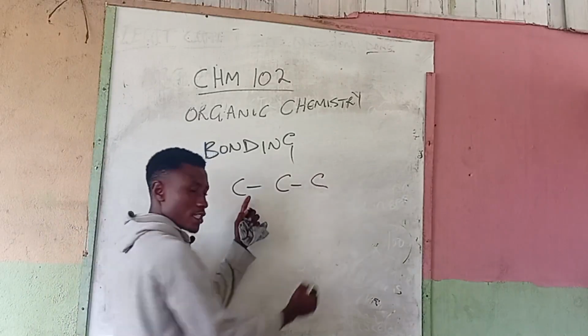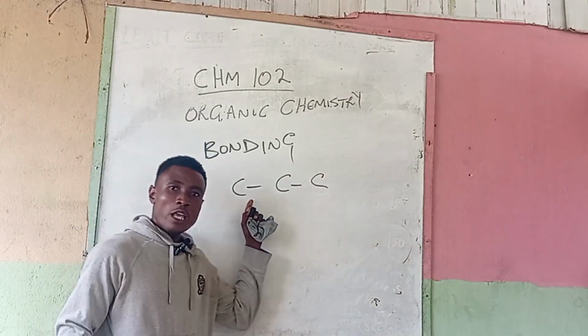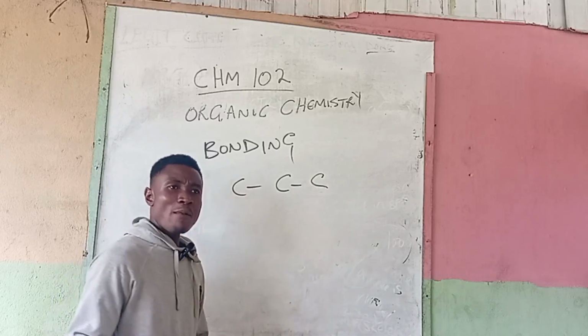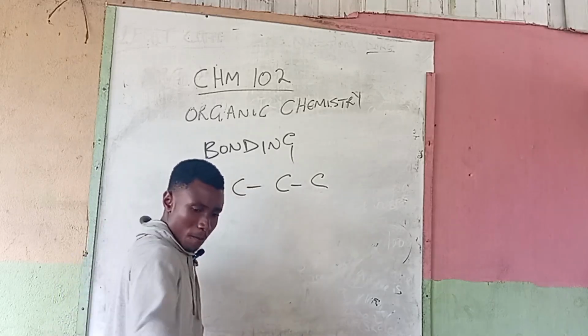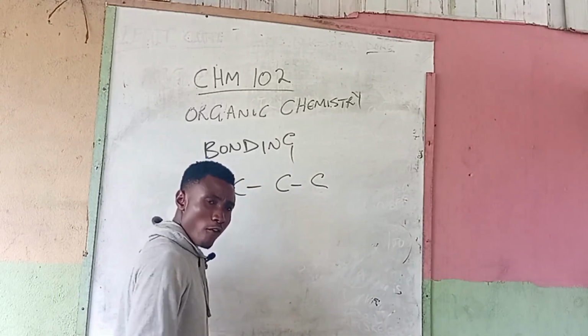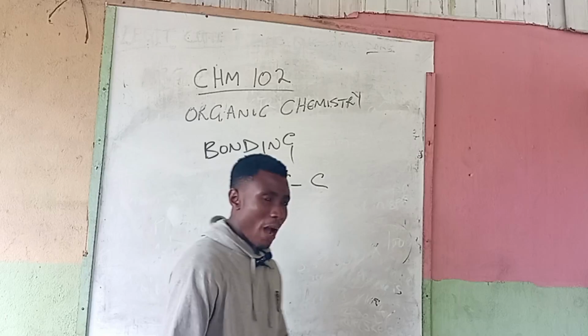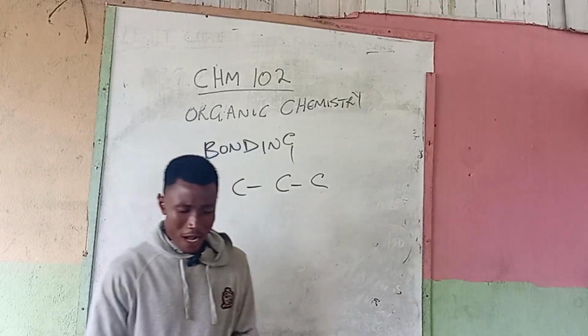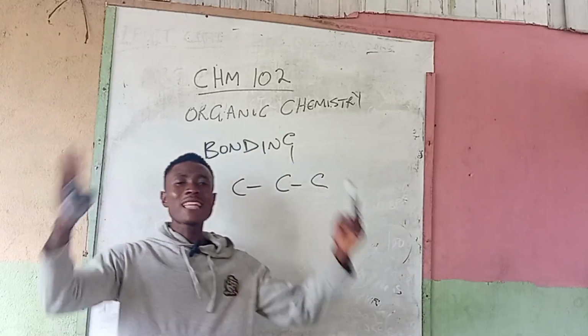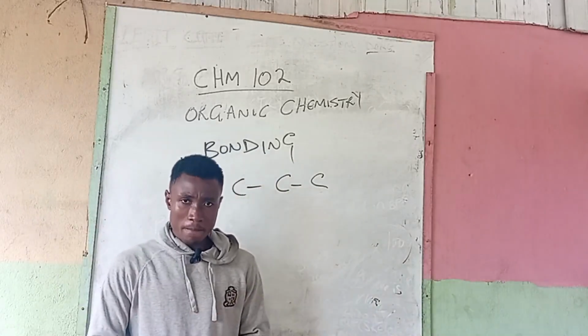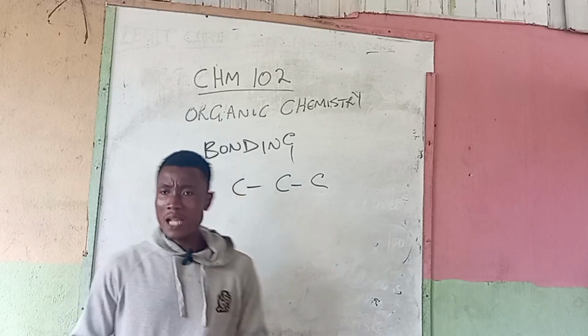Remember, there was a time I did something like this, right? This is to tell you that carbon undergoes a sharing type of bonding. But before I move on to talk about the sharing type of bonding in organic chemistry, I want to give you a breakdown of chemical bonding.